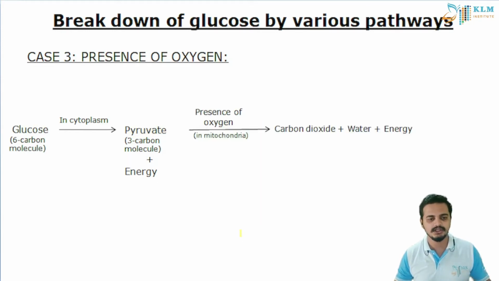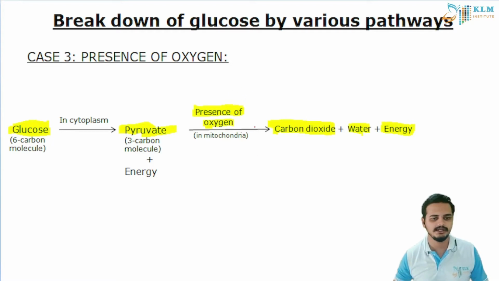Let's move on to the third case. In the presence of oxygen, what happens? Again, glucose is converted to pyruvate, a 3 carbon molecule. Now, pyruvate in the presence of oxygen gives carbon dioxide, water, plus a lot of energy. Where does this happen? In our mitochondria.